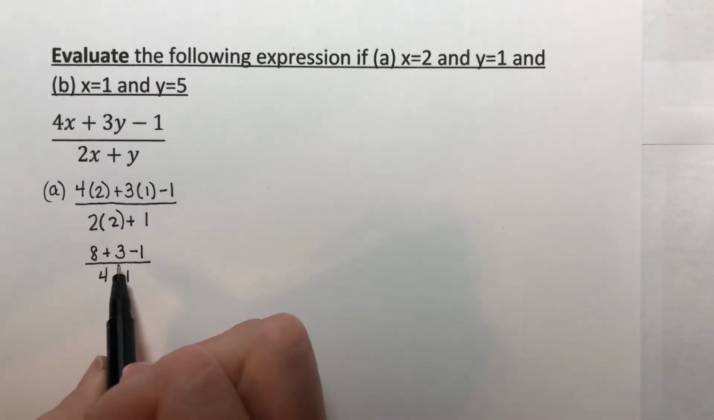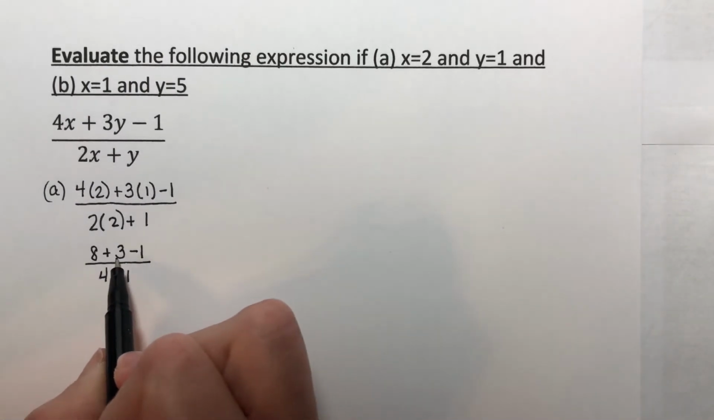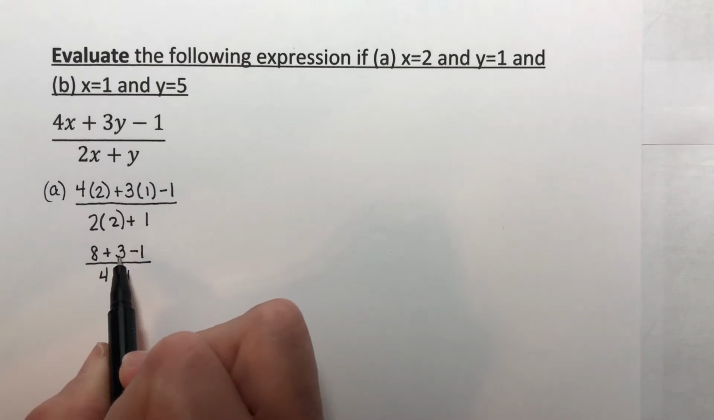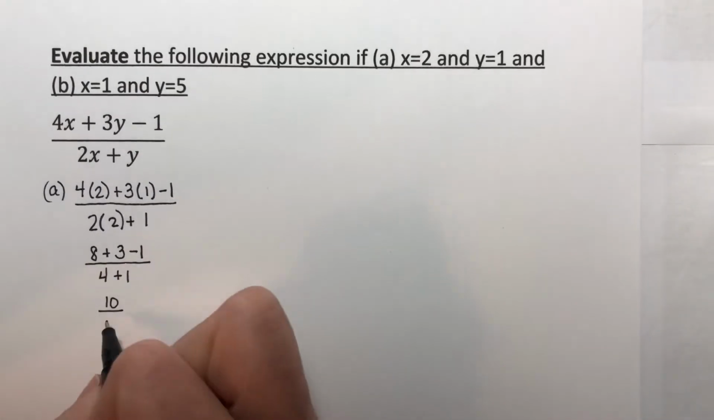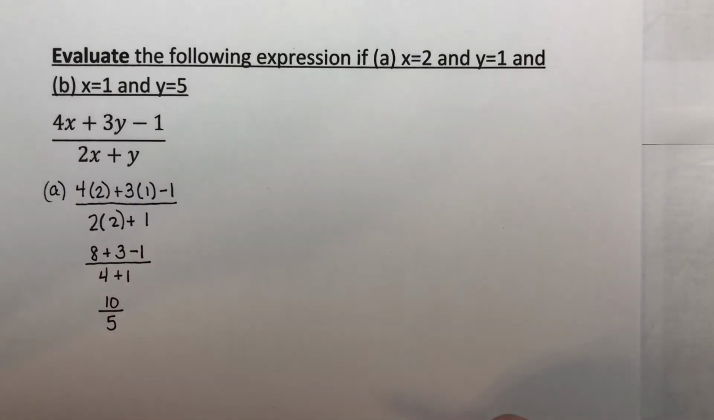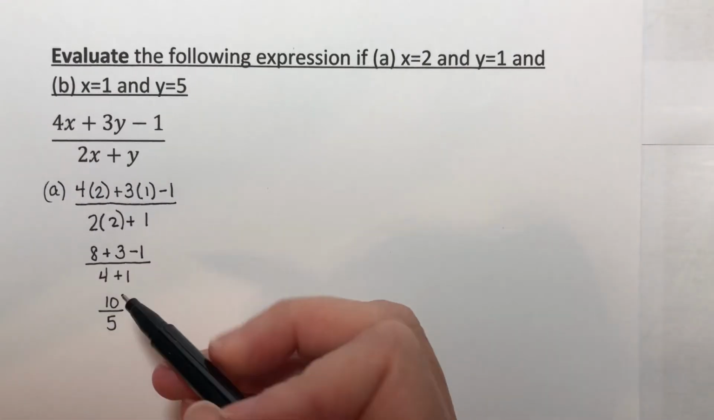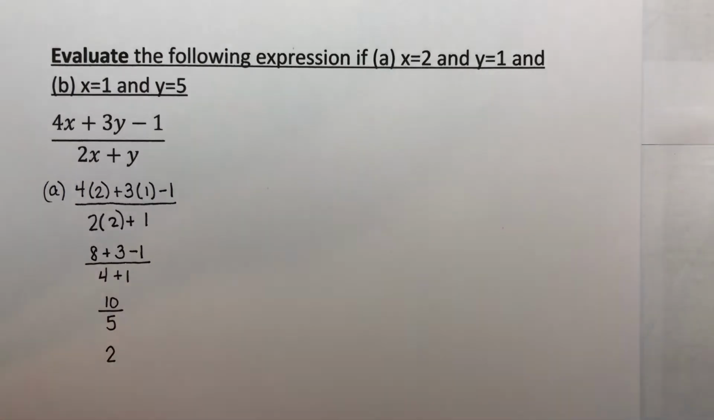Now do the addition and subtraction. 8 plus 3 is 11. 11 minus 1 would be 10. 4 plus 1 would be 5. And now finally do that division. 10 divided by 5 is 2. So the answer to part A is 2.